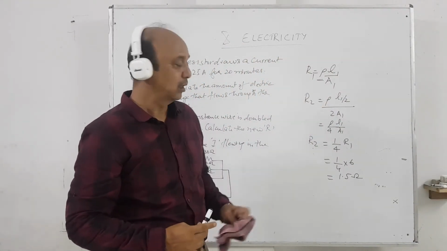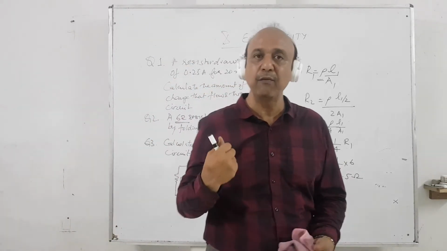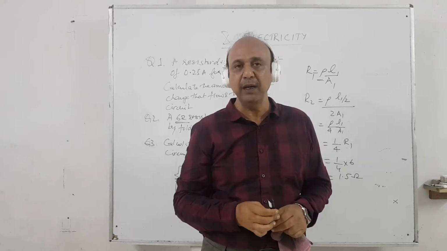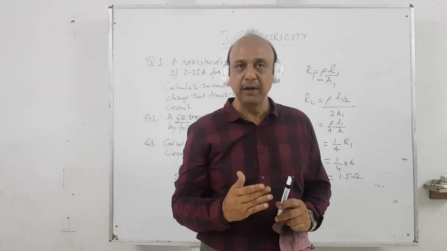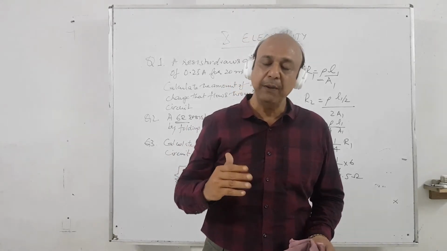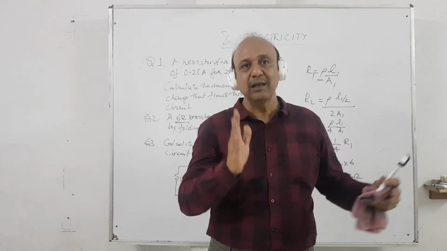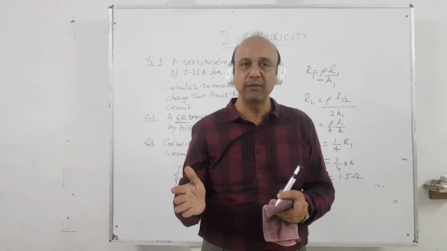Remember, on doubling, that means if I am doubling by folding, then what is happening? Length is becoming half, area of cross section is becoming double. What will happen if I cut the piece into 2 pieces, only use the 1 piece? Then length only is becoming half.